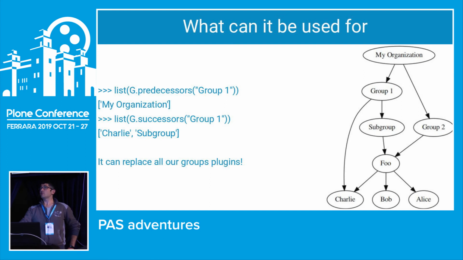Also, it is pretty straightforward to understand who is your parent, in the language of the NetworkX library, the predecessors, or who are your children, the successors. So given that we have this kind of thing available, we could replace all the group plugins, basically, and especially the recursive group plugins, with this kind of stuff in order to have, once the user or the group was known, all his parents in a blaze.